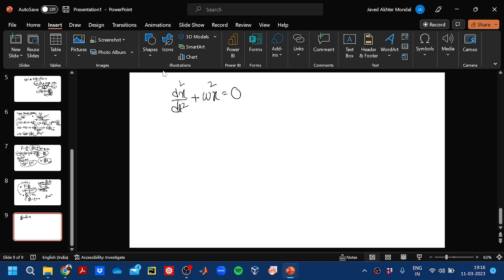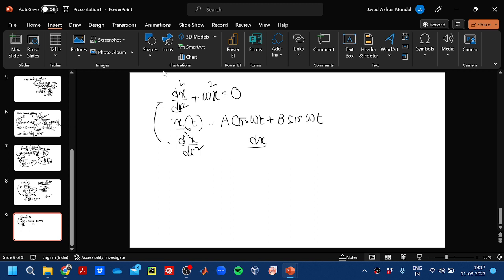And what is the solution of this equation? This equation has a solution of this kind: a cosine of omega t plus b sine of omega t. You can check that this is the solution. For checking, we have to plug in the value of x and the double derivative of x in the given equation, and check if it is satisfied or not. So we have x to be this.